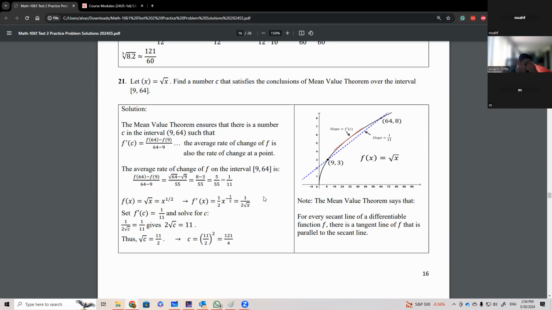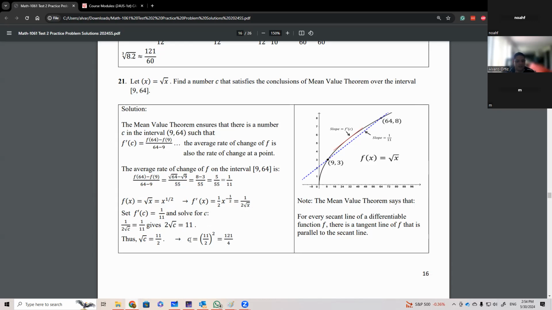You gotta be careful not confusing maybe the mean value theorem with the intermediate value theorem. Okay. And to find out what that specific value is, then you gotta take the derivative. So f prime is just gonna be 1 over 2 square root of x. And so you're setting up pretty much 1 over 2 square root of c to be 1 over 11. And then you solve for c in there.